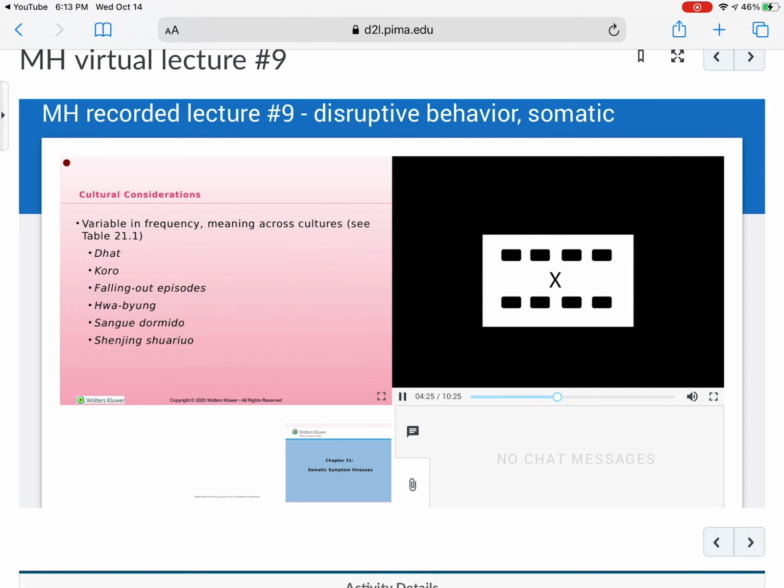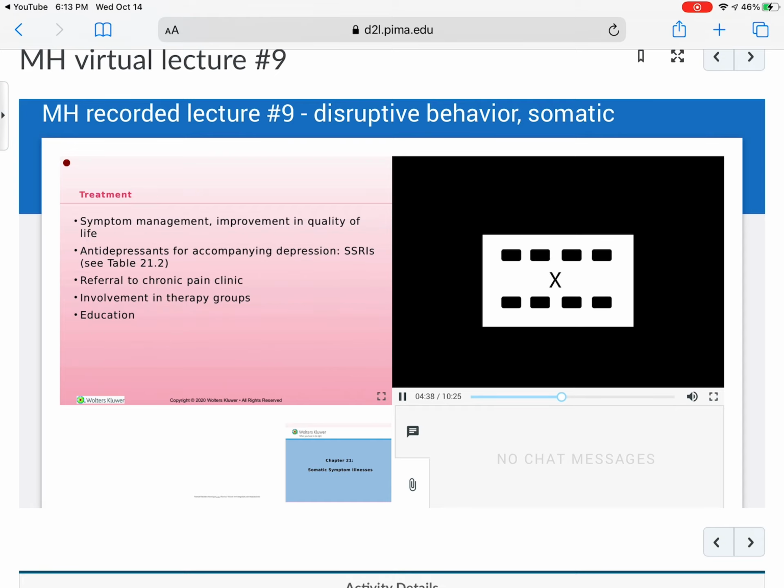So there's different cultural descriptions of this: dhat, coral, falling out episodes, sangue dormido, and forget the other one. I can't even say it.